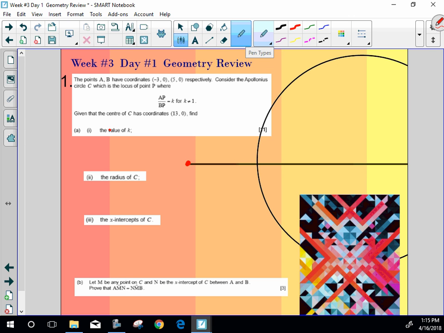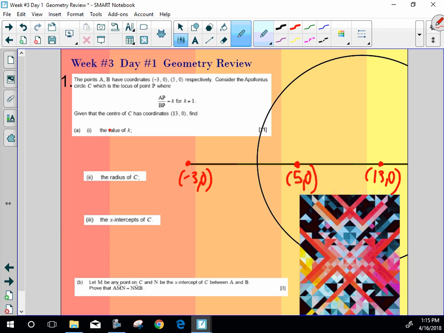And out here, I'll put (-3, 0). Here, I'll put, well, the center is going to be (13, 0). And this one here is going to be (5, 0). Give you a chance to write that down.